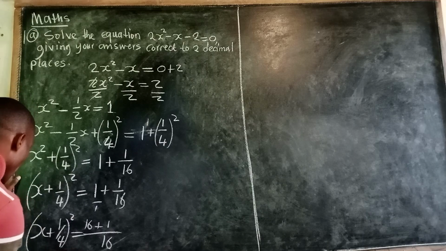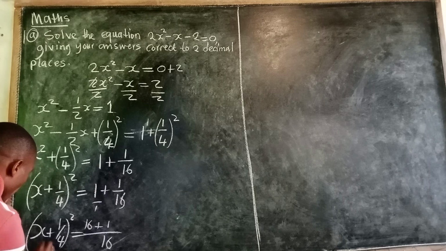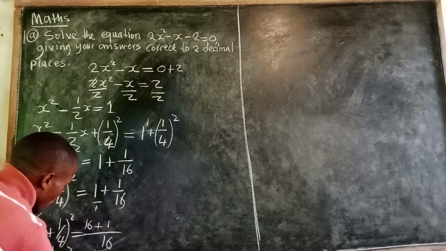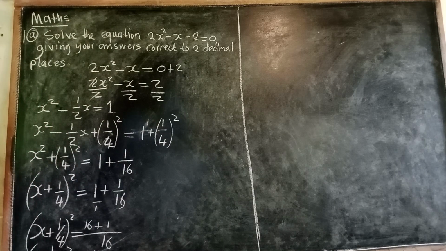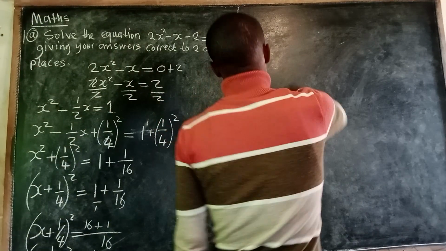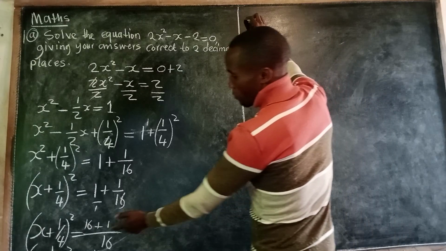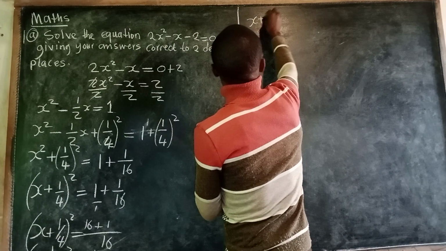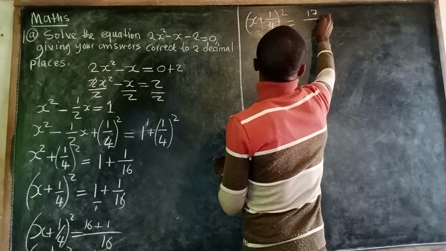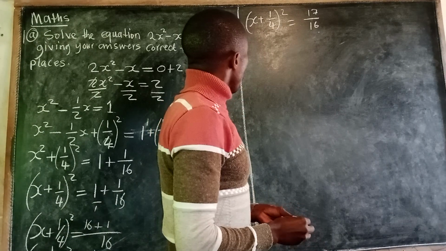So the final one here, we have x plus 1 over 4 squared equals, the answer is now 17 over 16. Okay, so this time around, I'm sure we can use this other part of the board so that we can finish our question. So let me bring that one here. x plus 1 over 4 equals 17 over 16.